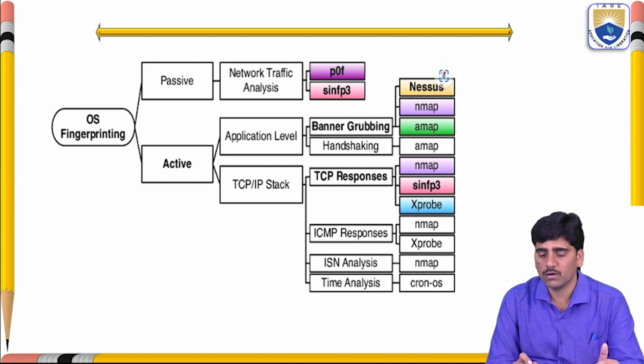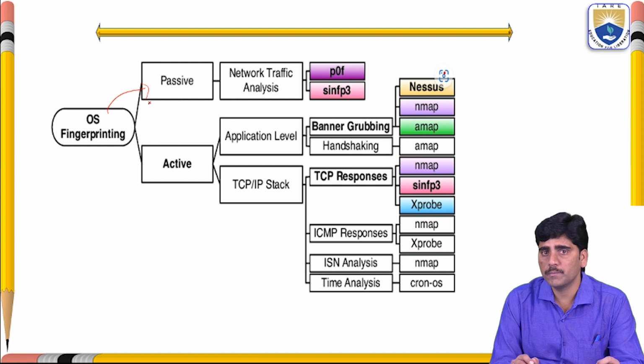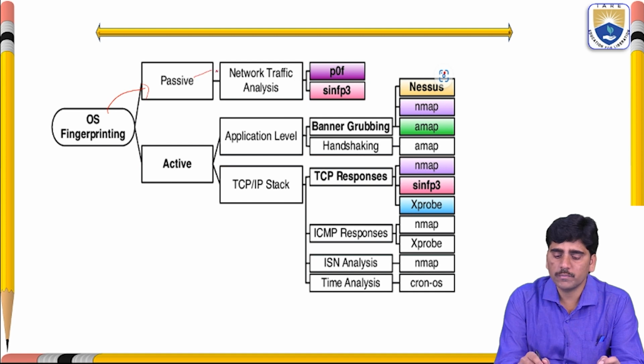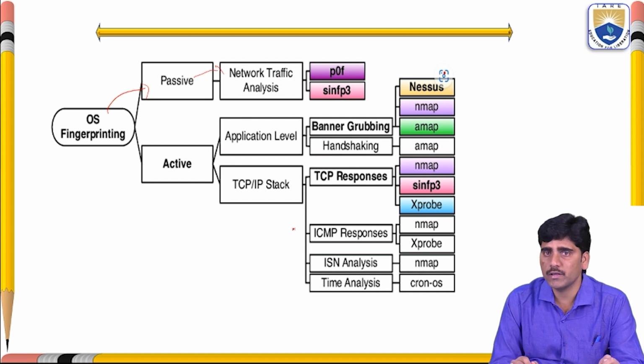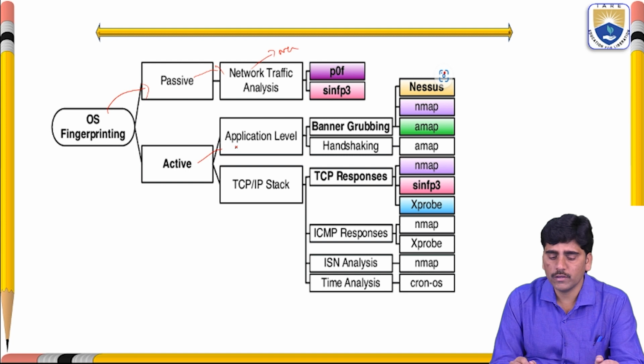So here we can have all these attacks. OS fingerprinting is divided into two types: one is passive OS fingerprinting, the second is active OS fingerprinting. In passive fingerprinting, network traffic analysis is the main phase, that is the network analysis phase. And in the active phase, there is the application level as well as the TCP/IP level. Application level is one phase, TCP/IP is another phase.